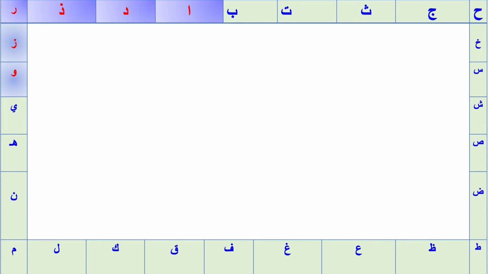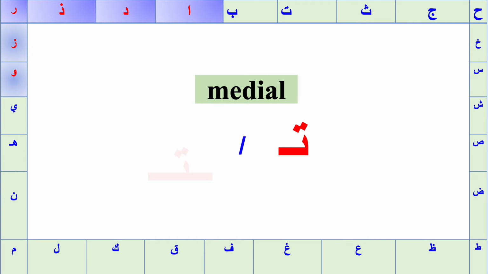The second variation in the shape of the ta letter is when the ta is medial, and we can distinguish two shapes. There is the initial ta, very much like the initial ta, and there is the ta which is extending to the right and to the left. Both are possible in the medial position for this letter.